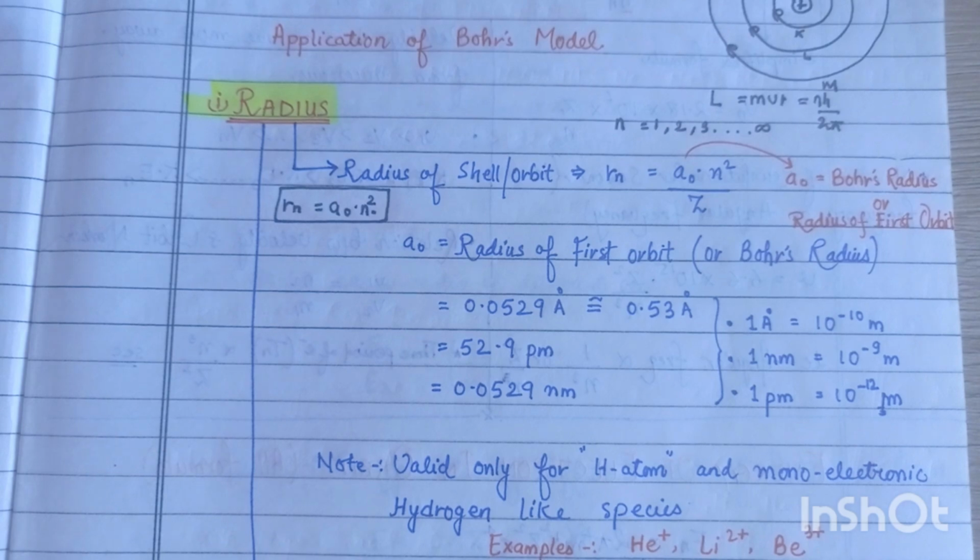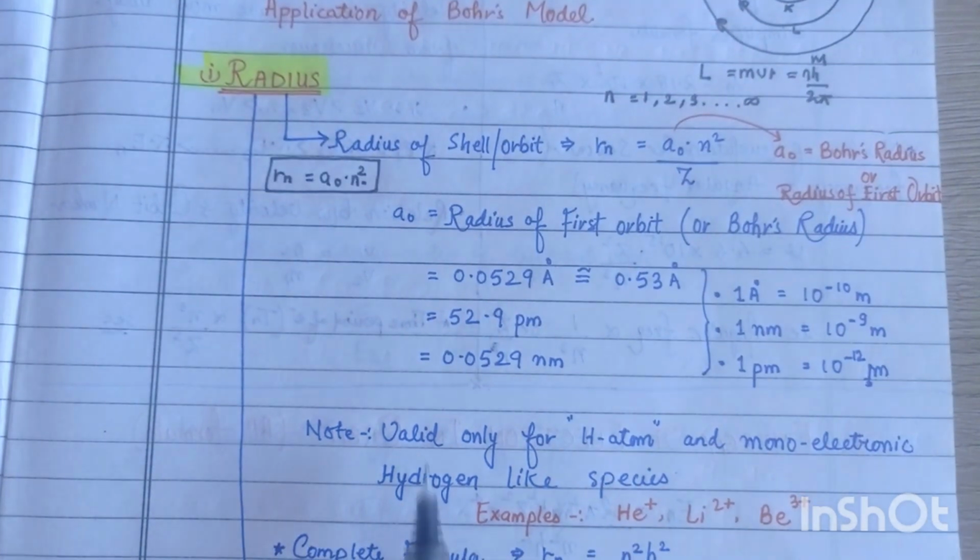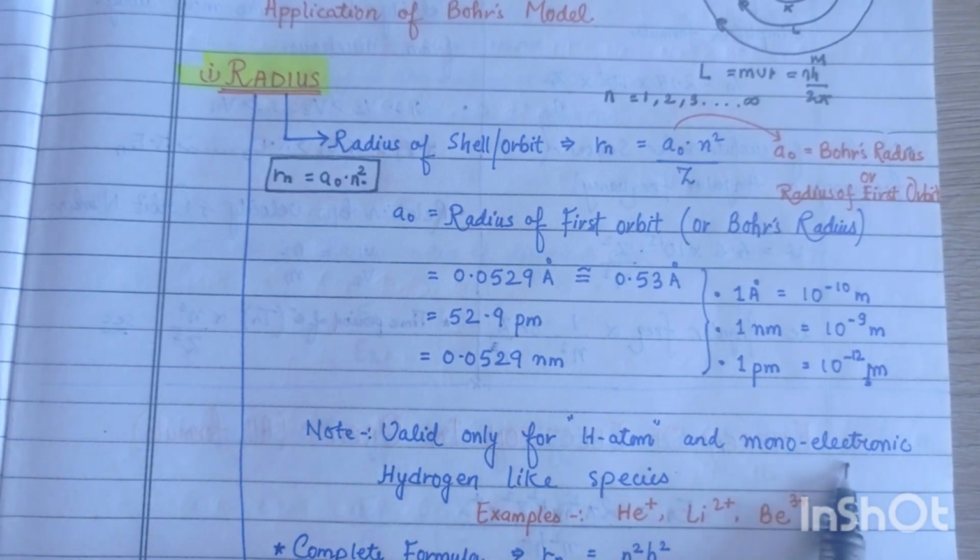Now we are ready to discuss the limitation that it is valid only for hydrogen and hydrogen-like species, or I can use the word monoelectronic, or in some books you may find uni-electronic.